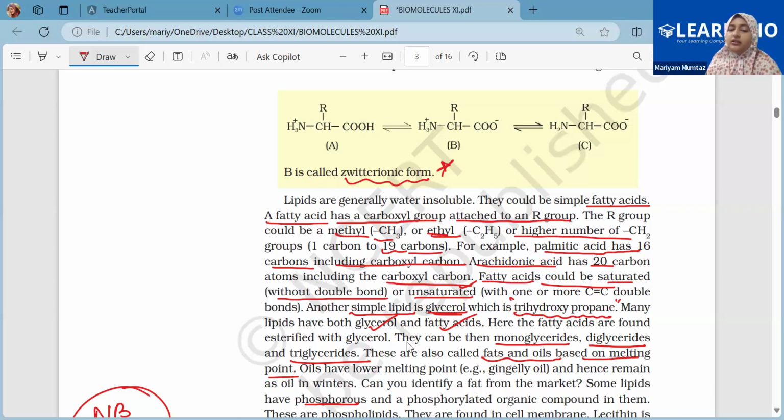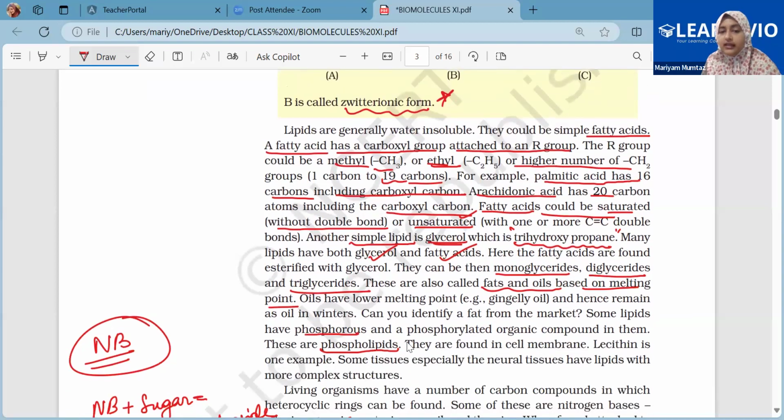Many lipids have both glycerol and fatty acids. Here, the fatty acids are found esterified with glycerol. They form an ester with the glycerol. They can be monoglyceride, diglyceride, and triglyceride. These are also called fats and oils based upon the melting points. We know that oils are in a liquid form, so they have lower melting points, such as gingerly oil, and hence remain as oil in winters.